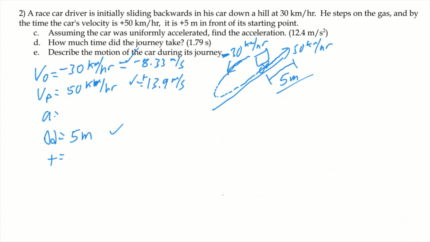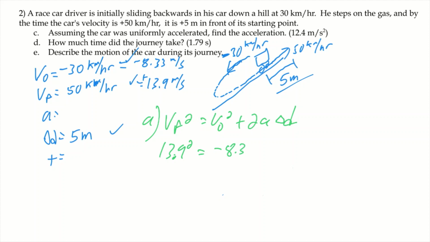Alright, so again, we know three things. The first question they're asking about is the acceleration. Okay, so we'll just choose an equation that works for us. Let's see. I'm going to choose this one here: VF squared equals VO squared plus 2a delta d. Okay, so we just plug in our numbers that we know. So this was 13.9 squared. And then notice this one, we're going to go negative 8.33, but we're going to square that, so that will eventually become positive.